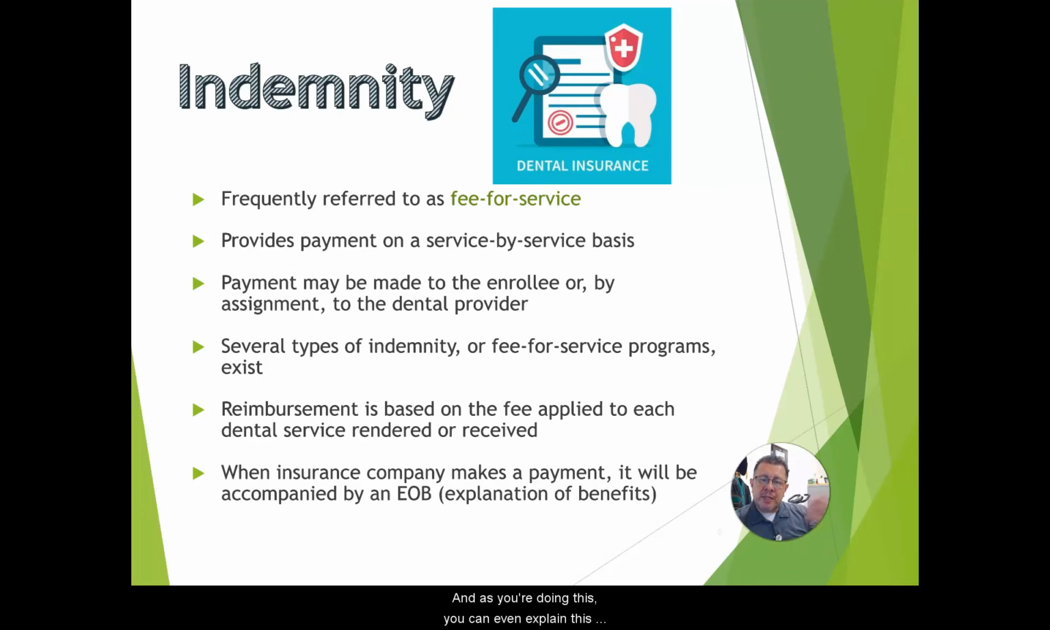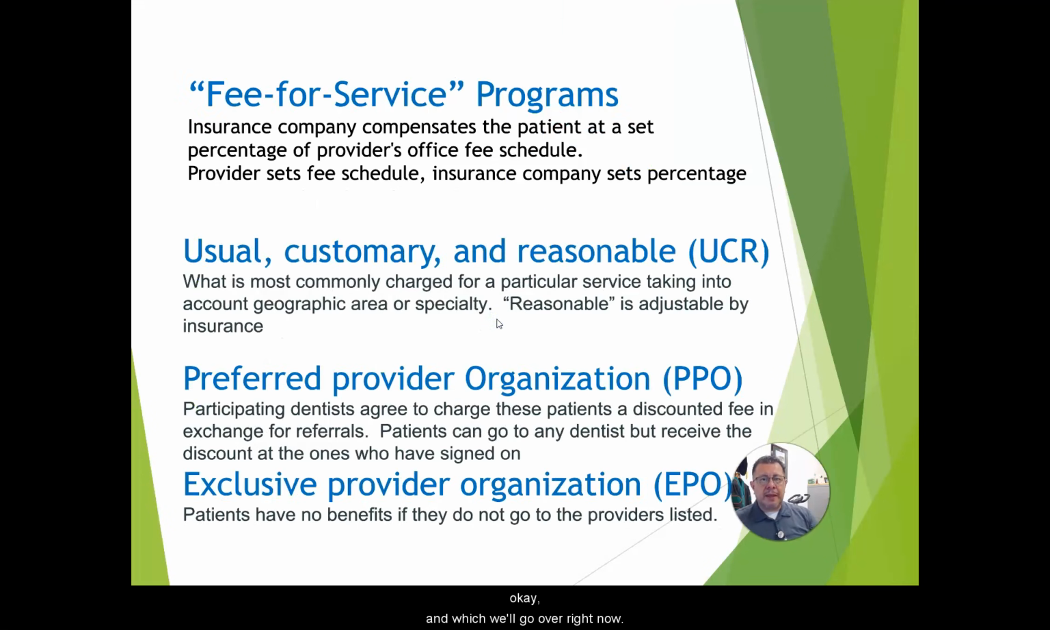And as you're doing this, you can even explain this may be denied for this reason or whatever, or just become a preferred provider. Okay. And which we'll go over right now. Now, these fee for service programs, we're still talking about indemnity. The insurance company compensates the patient at a set percentage of the provider's office fee schedule. The provider sets the fee schedule, the insurance company sets the percentage.